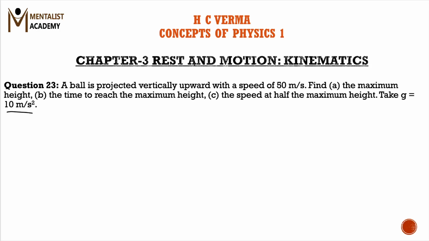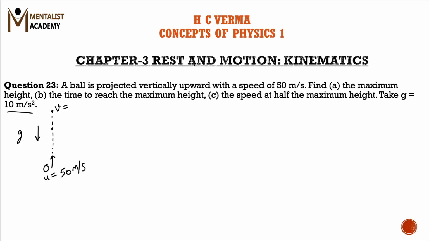So let us project a ball. What is the speed of the ball initially? 50 meter per second. The ball is projected vertically upwards, so it will go up to a certain height. What is the value of velocity at the maximum height? It would be 0 because the ball stops because of the downward acceleration g. So therefore the velocity at the maximum height would be 0.